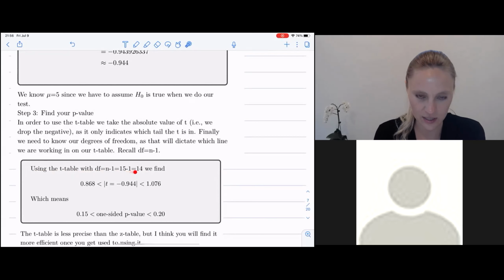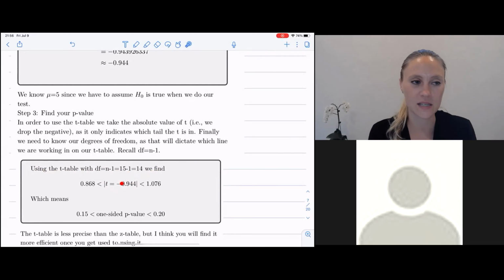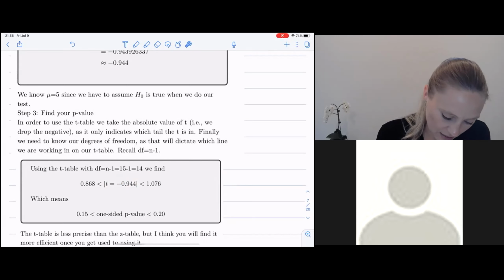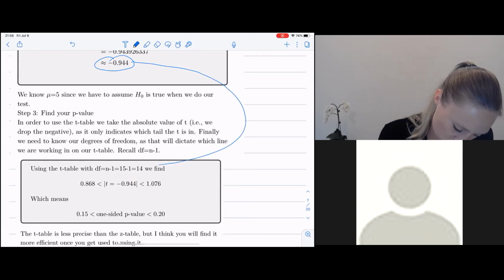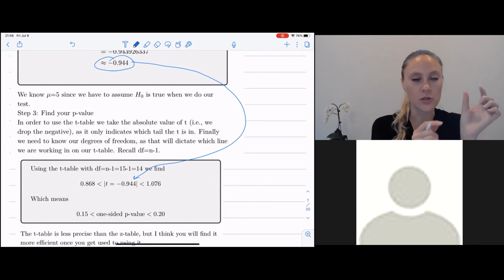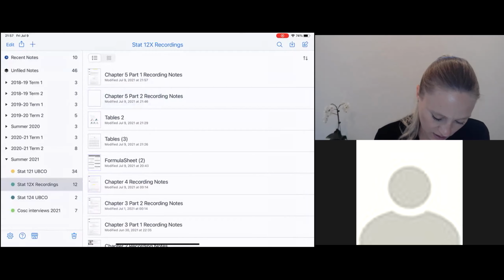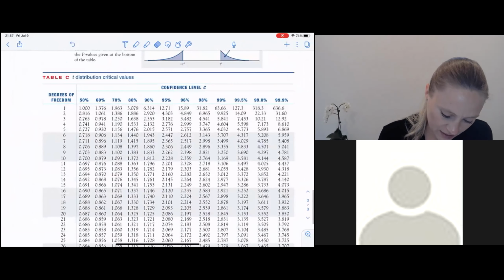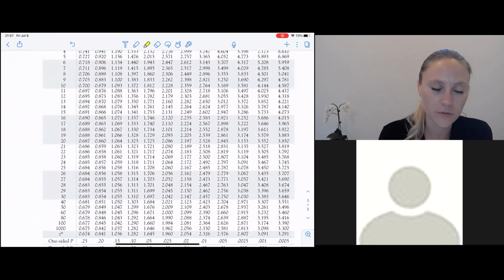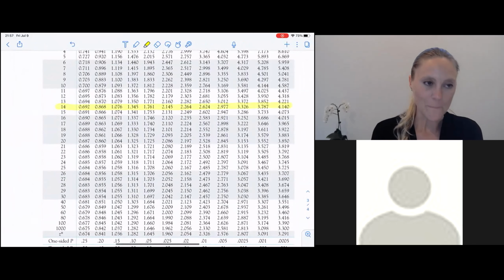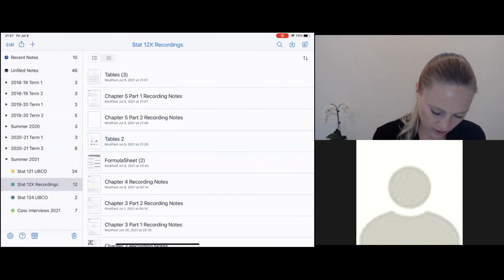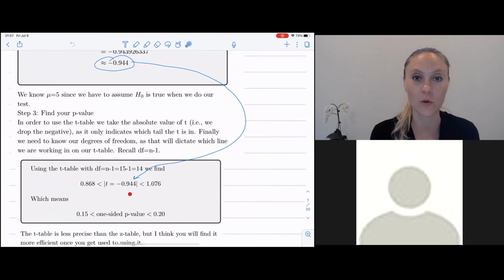So usually I just end up doing the calculation in the sentence. Using the t-table with degrees of freedom equal to n minus 1 equals 15 minus 1 equals 14, we find that the absolute value of t, so notice the setup is the same as what I did in our quick example there. So the absolute value of t, right? And this is that value here. It goes in the middle. So you take your calculated t and you place it along the 14 degrees of freedom. So let's go ahead and use the tables. We have 14 degrees of freedom, sorry, and 0.944. Yeah, so the absolute value of negative 0.944 is 0.944.